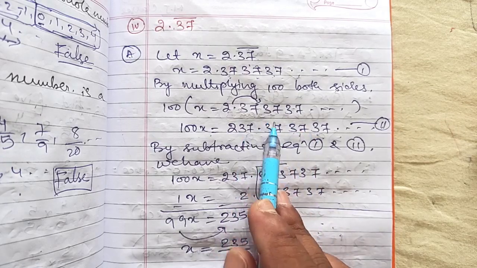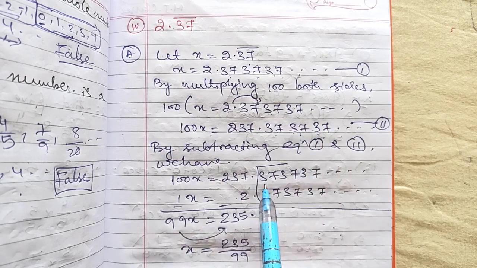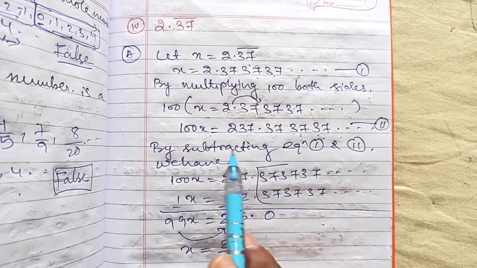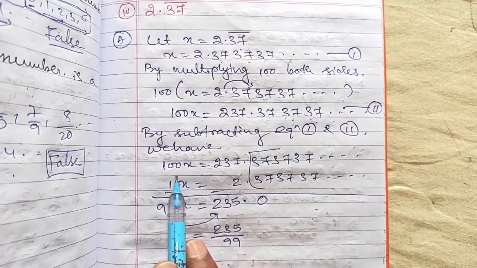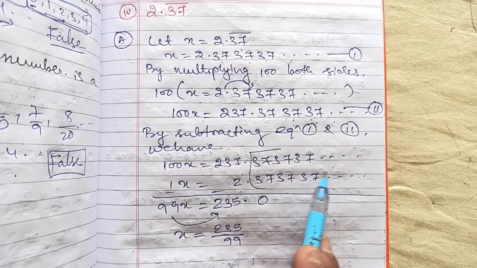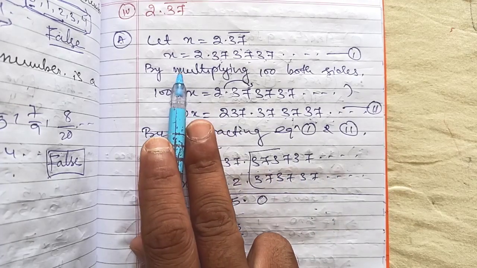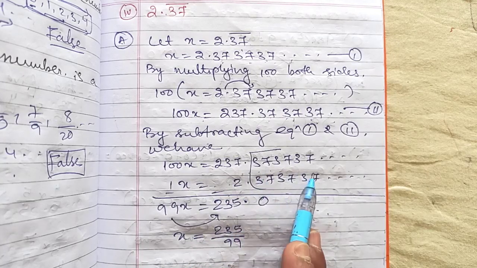37 is here, one more 37, second 37, third 37, one more extra we have to write for subtraction. This is our equation 2. Now by subtracting equation 1 and 2 we have 100x equals 237.373737..., and equation 1 is x equals 2.373737... Everything we will arrange.